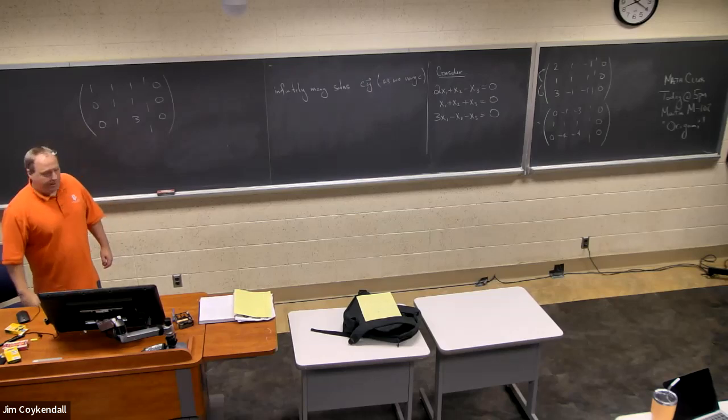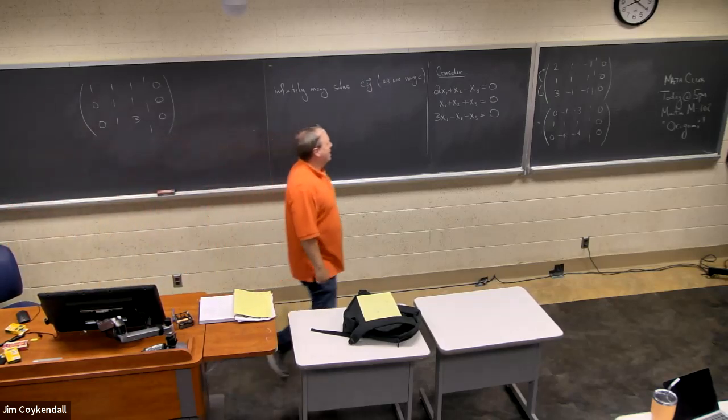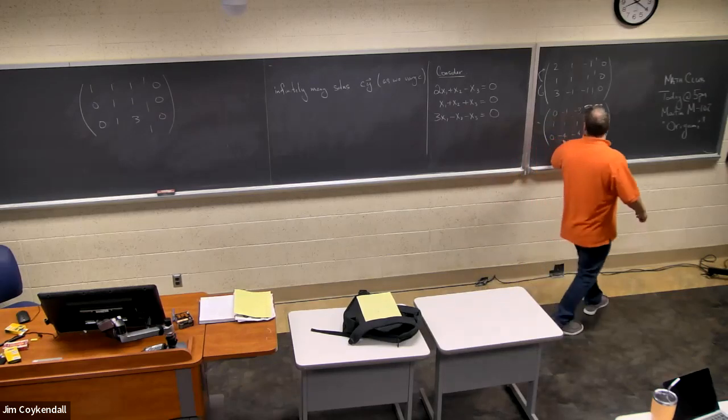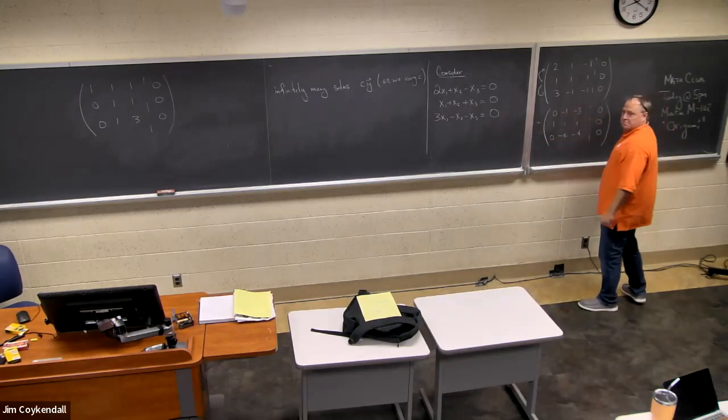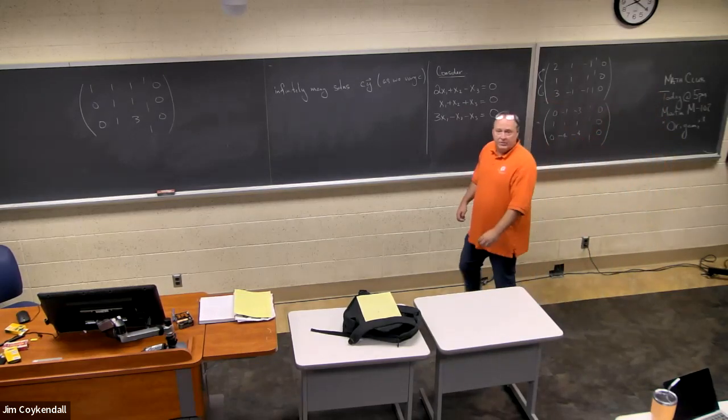Yes, where do you get the 0, 1, 1 from? Dividing this by -4. Other questions?